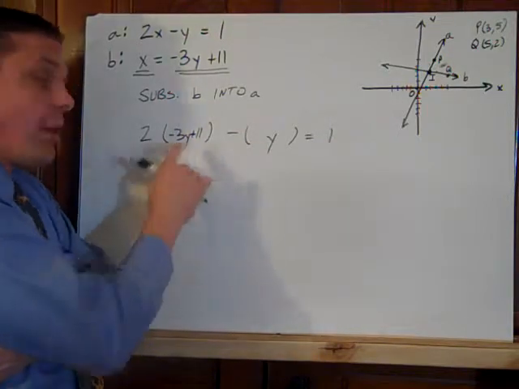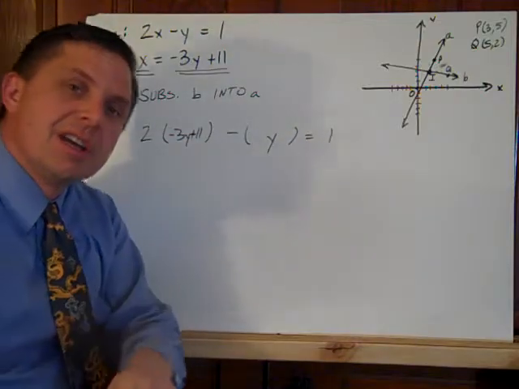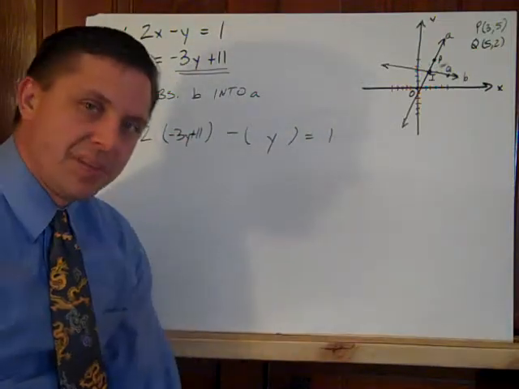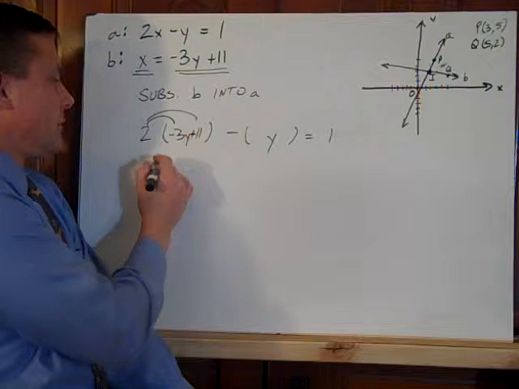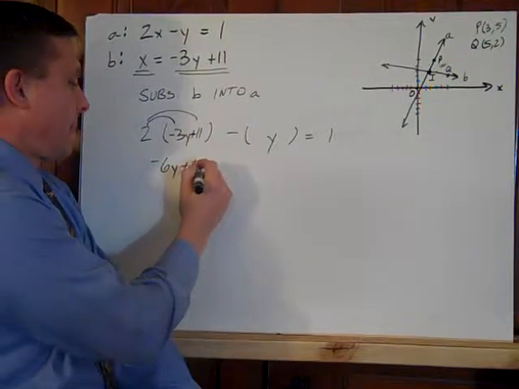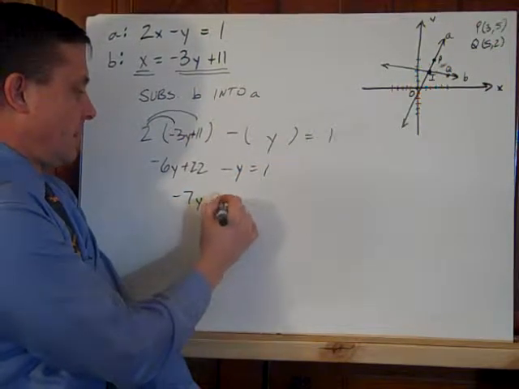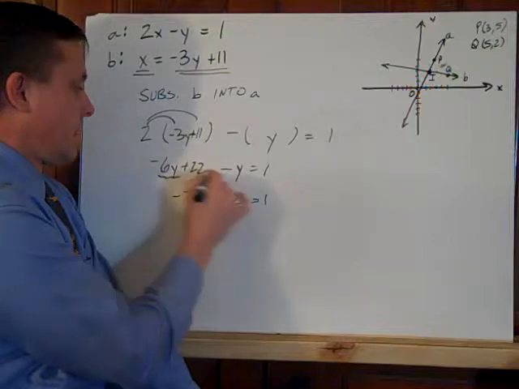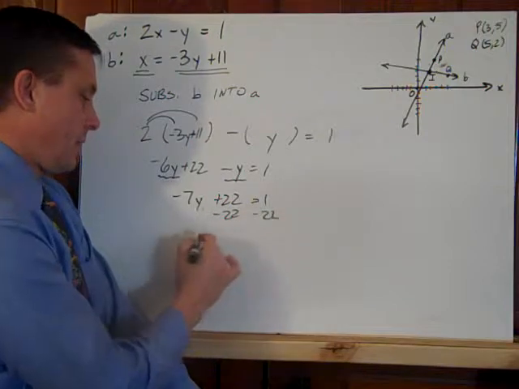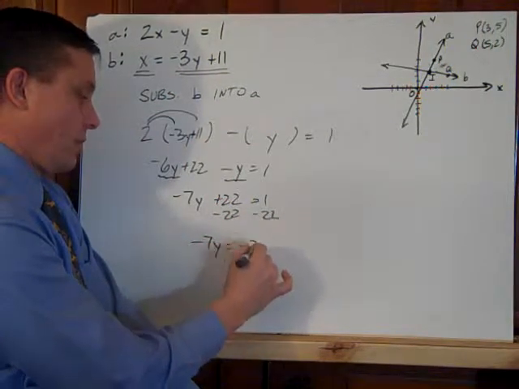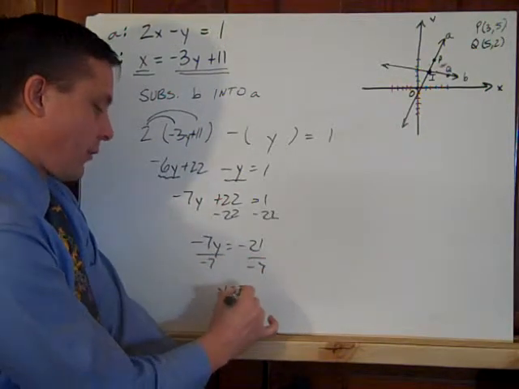And here I am, and now I'm excited because now I have one equal sign, and all of a sudden I had two equations with two unknowns. Now I have one equation with one unknown. And that's the key. We can solve for this. I'll distribute. I'll combine like terms. And then I'll move the 22. And I'll get negative 7y equals negative 21. Divide by negative 7. And y is equal to 3.